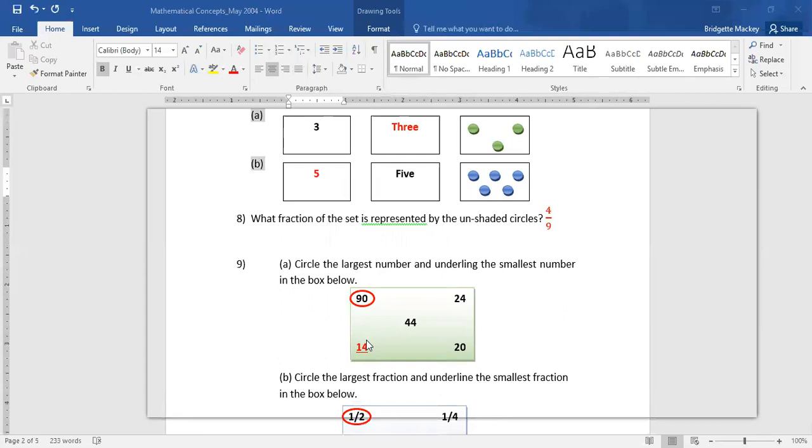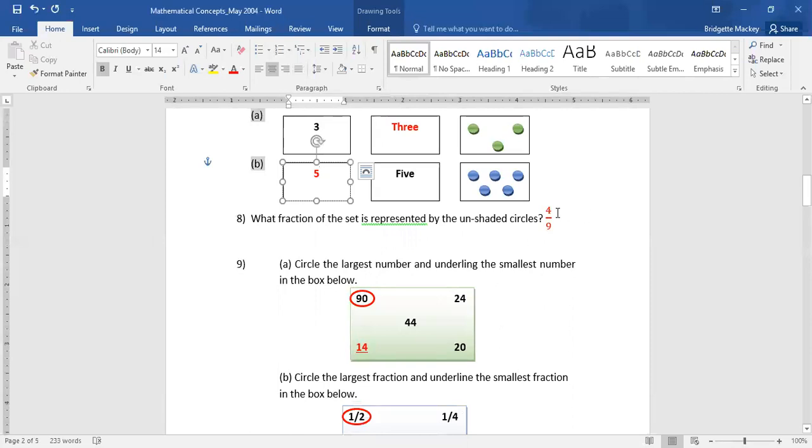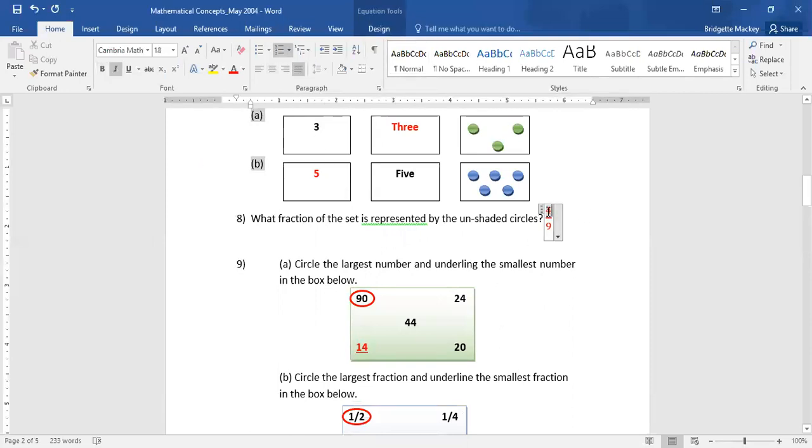And then the number at the bottom, remember, is all of the circles combined. We count them. So that's 1, 2, 3, 4, 5, 6, 7, 8, 9. We have 9 circles in total. So our answer is 4, which represents the unshaded circles, out of 9, which represents all of the circles that we have present in the box.